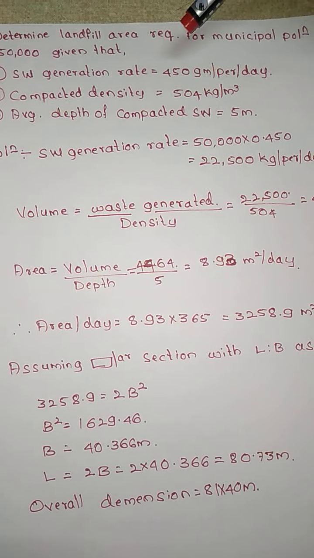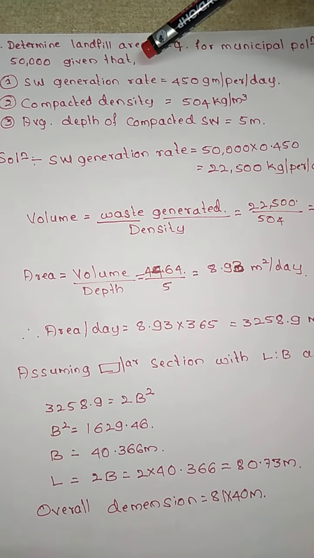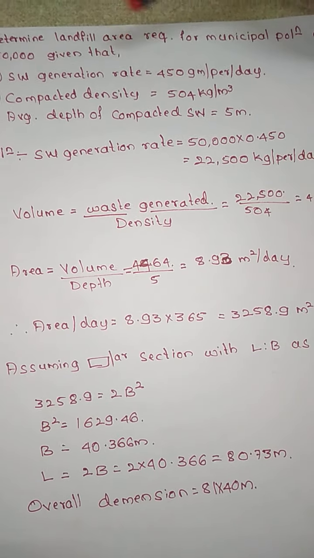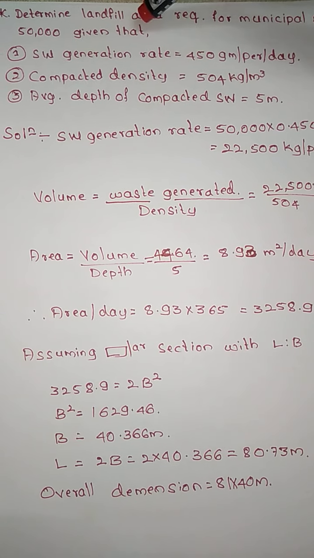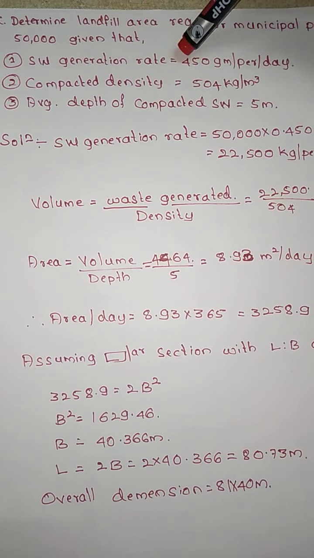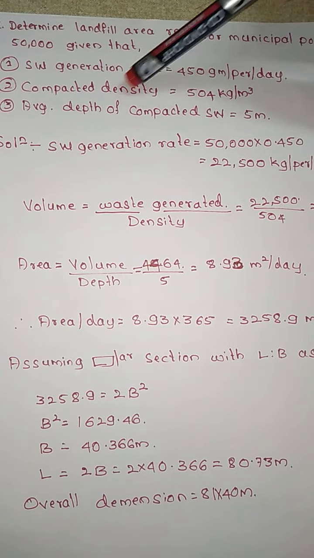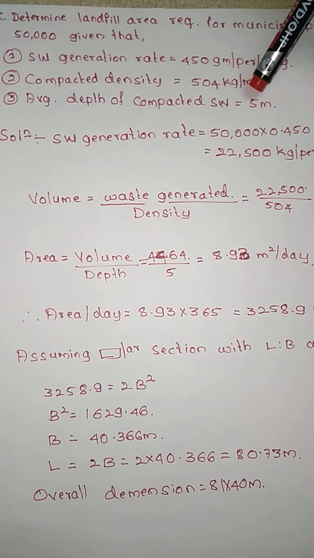Now we are going to solve one more problem, in a similar way to what we have solved as the last problem. Determine the landfill area required for a municipal population of 50,000, given that the solid waste generation rate is 450 gram per day, the compacted density is 504 kg per meter cube, and the average depth is 5 meter.